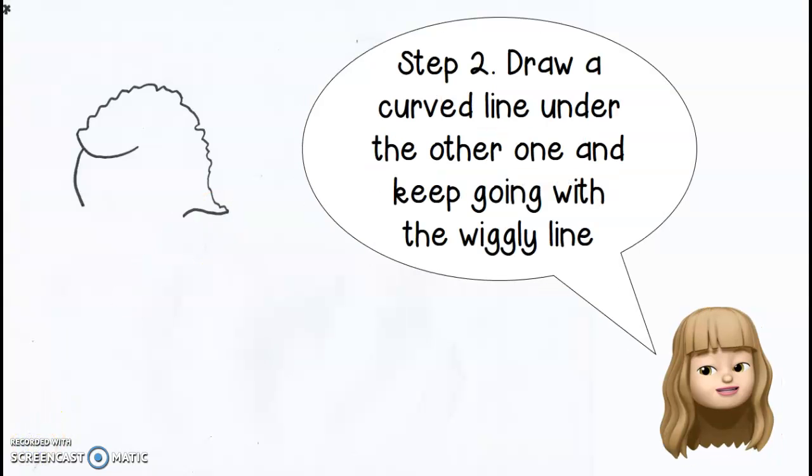Step 2 is to draw a curved line under the other curved line that you just drew, and keep going. Extend your wiggly line over here and make this kind of going to end up being a little bit of a tail, and bring it around underneath.